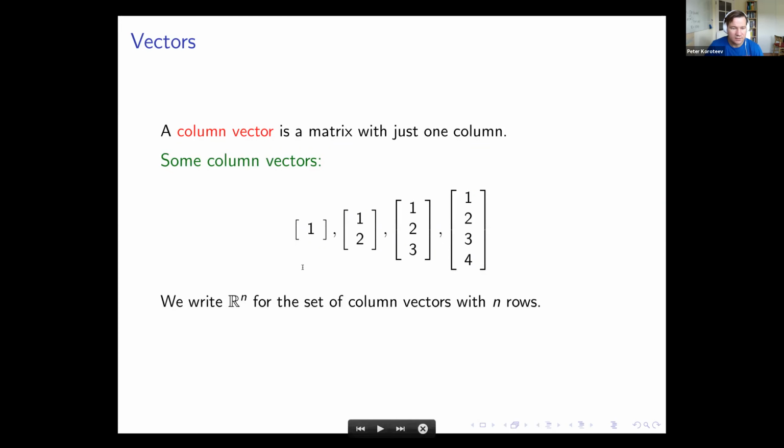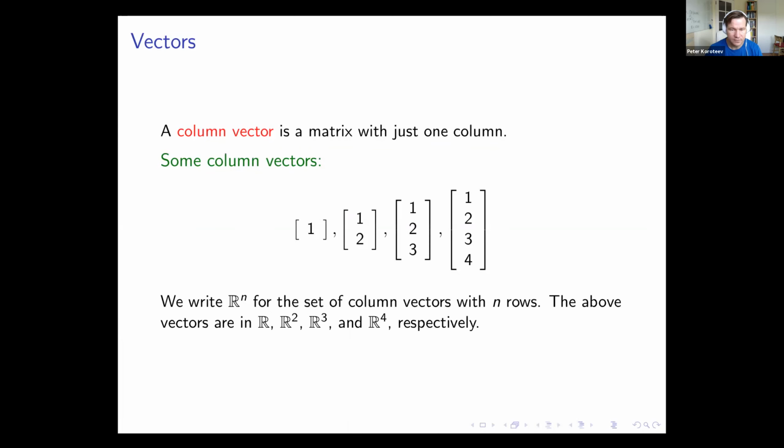So we write R in this font to the n for the set of column vectors with n rows. Right, so it's a space. It's the Cartesian product of the set of real numbers n times. Instead of every entry, you can plug in a real-valued number. So let's talk about real-valued vectors for now. So the above vectors take values in R squared, R cubed, R to the fourth, etc.